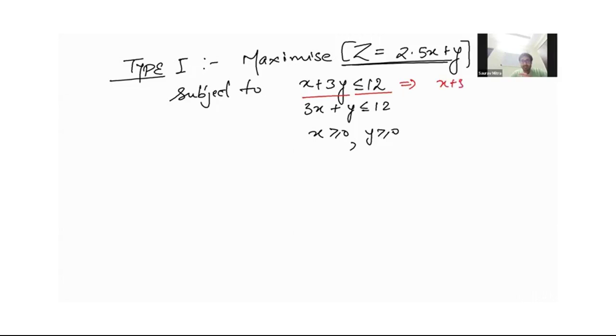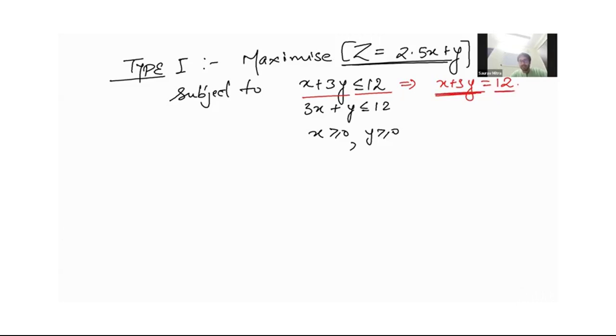Regarding that, it is like x plus 3y equals 12. We should consider it like a line. So in solving we will consider this as a straight line. We will find the points on the axis.